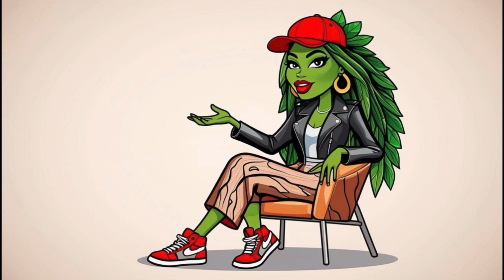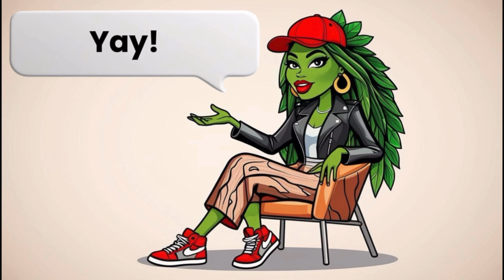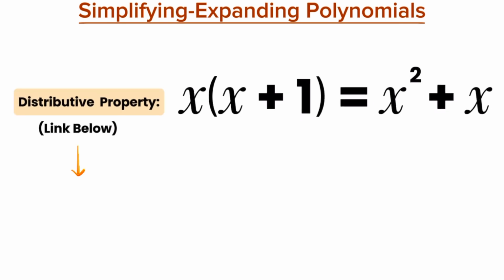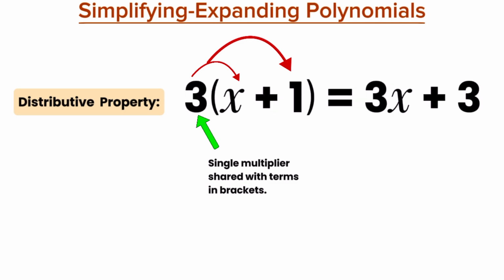In this section, we're going to focus on a process called expanding, and what that means with polynomials, or in this case, algebra expressions. If you're familiar with distributive property, you'll recall that you share a single multiplier value, like x or 3, with the terms inside the brackets. The terms in this case are x and 1.